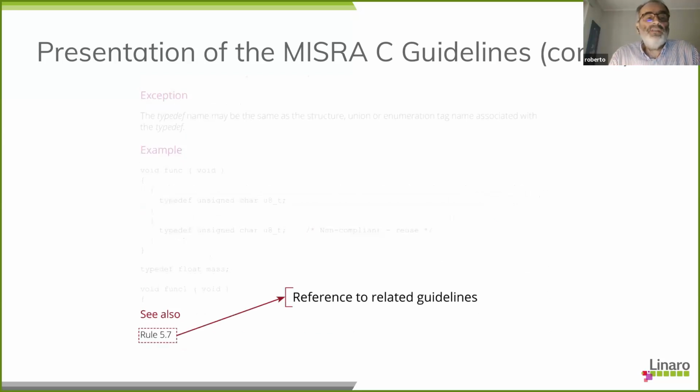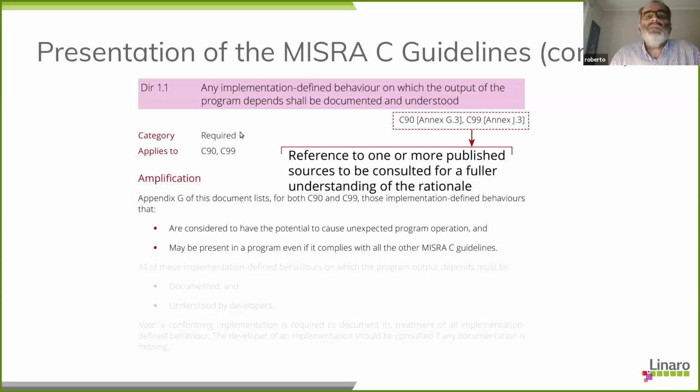Sometimes rules are connected to one another. In this case, there is a section named See also, with references to related guidelines. Also, just below the pink strip, in some cases, there are references to other published sources, for example, the C standard. Here we have directive 1.1, saying that you have to be aware of the implementation-defined behaviors upon which the program depends, and consequently, the references here are to the annexes of C90 and C99, where the implementation-defined behaviors are listed.